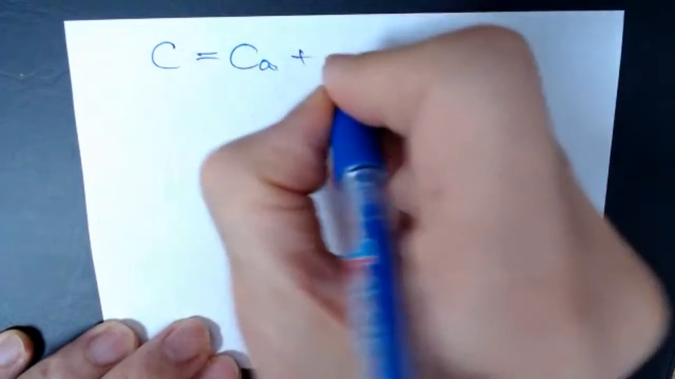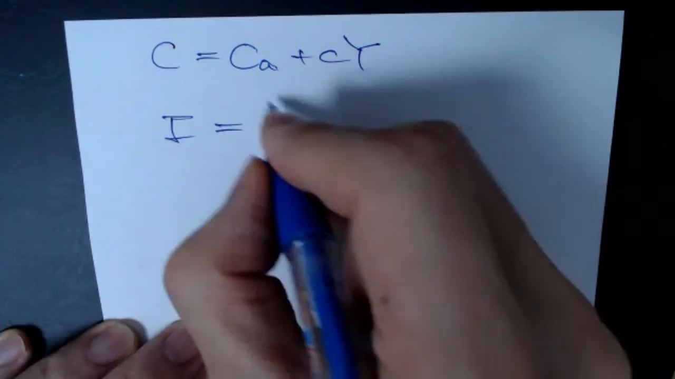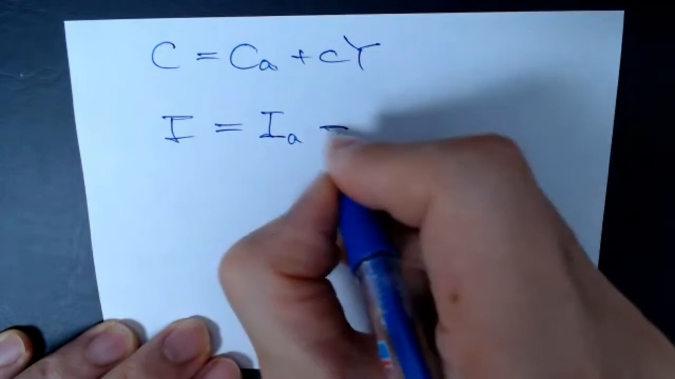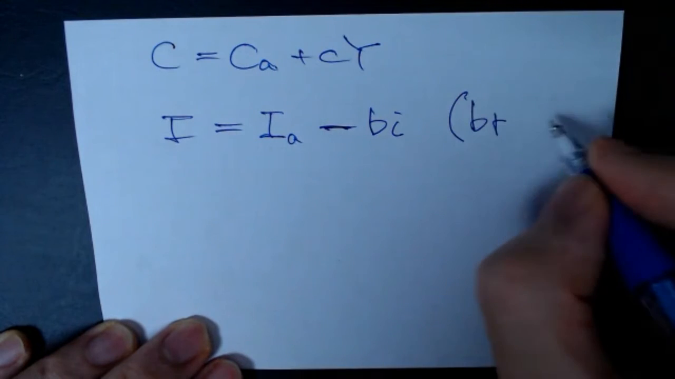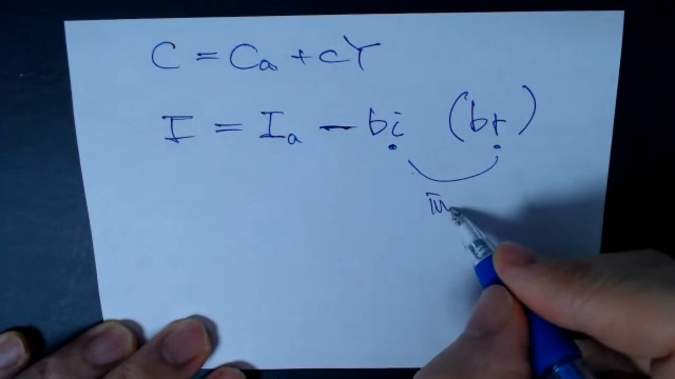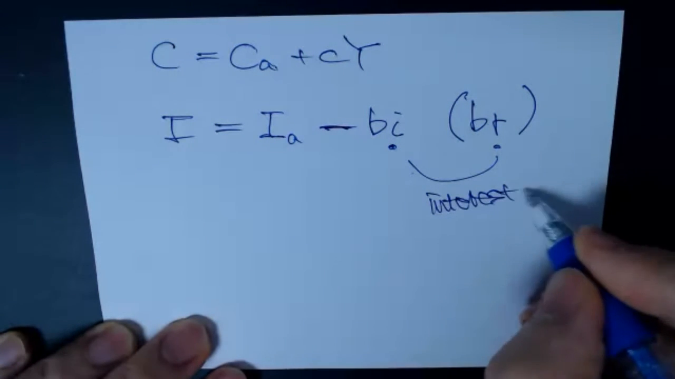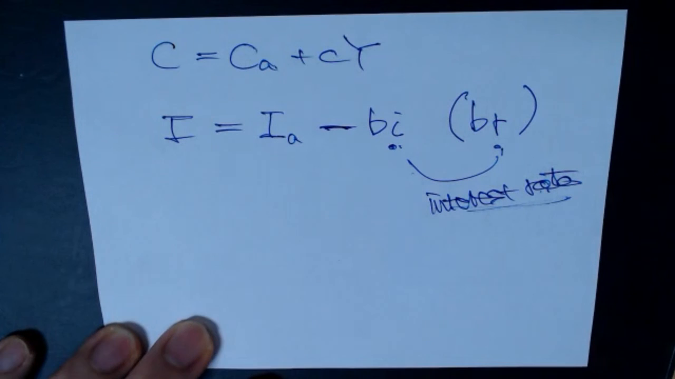So the investment function we typically describe in this way, very similar to the consumption function. You say consumption is composed of CA plus CY. We describe investment in a similar way: IA minus BI, or sometimes BR. Both I and R represent interest rate. It doesn't matter which letter you use; both will represent interest rate.